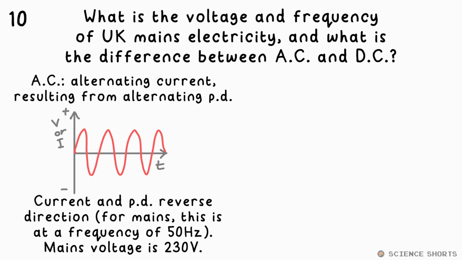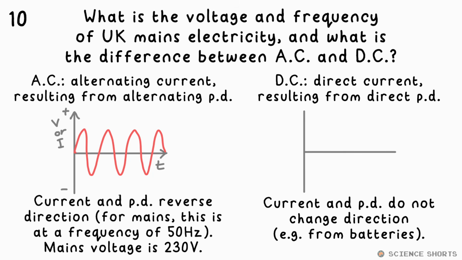Mains voltage here in the UK is 230 volts and its frequency is 50 Hz. It's AC, alternating current, sometimes called alternating PD. The current and PD reverse direction so many times a second. DC is direct current or direct PD. The current and PD do not change direction. That's what you get out of batteries, for example.